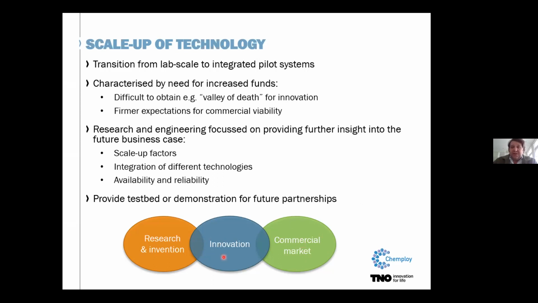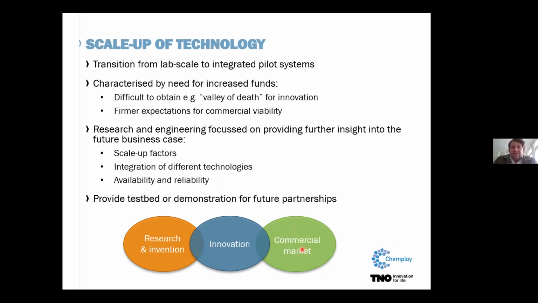Together with that, as you get more funds, there's probably also a larger expectation from those supplying the funds that the product is going to be commercially viable. In other words, there are greater, firmer expectations in terms of actually showing the outcome and getting it to be a successful outcome. The research and engineering is also focused on providing further insight into your business case, because it's really all about trying to establish: is there a business case for my commercial market?